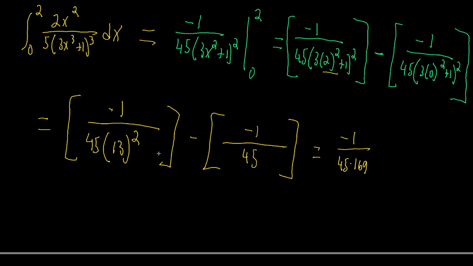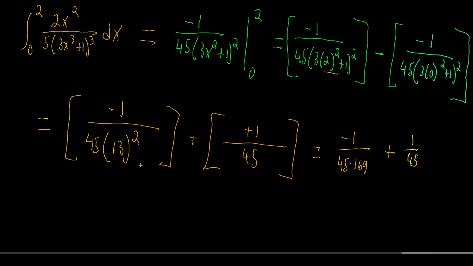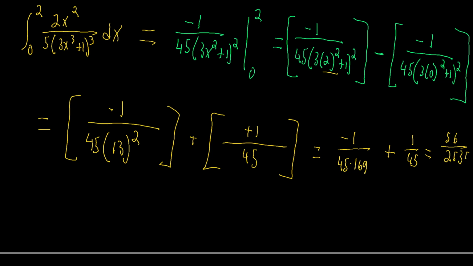Okay, minus a negative is plus a positive, plus 1/45. So if you do the math on this and reduce it down, it'll turn out to be 56 over 25/35. That's fine. That's awesome. That's an answer. That's it. That's the area. That's as reduced as we get it. That's the whole problem. You're done.